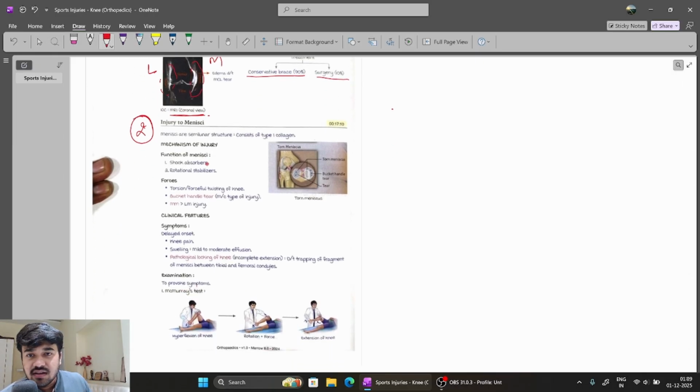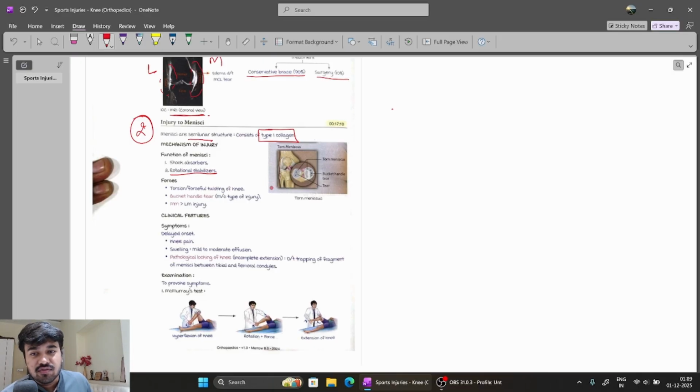So meniscal ligament injury, basically menisci are semilunar structures. We already talked about that. They are C-shaped or horseshoe-shaped or semilunar shaped structures, and they consist of type 1 collagen, right? So coming on again, talking about the function of menisci, basically they are shock absorbers and most importantly a rotational stabilizer. That is, they stabilize the knee joint, preventing excess twisting, torsion, or rotation.